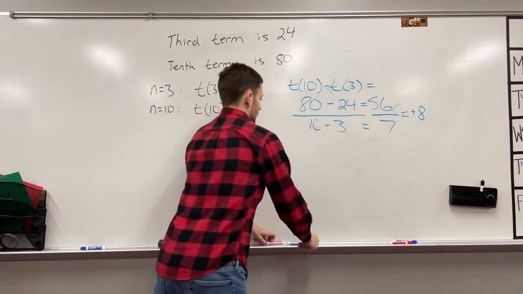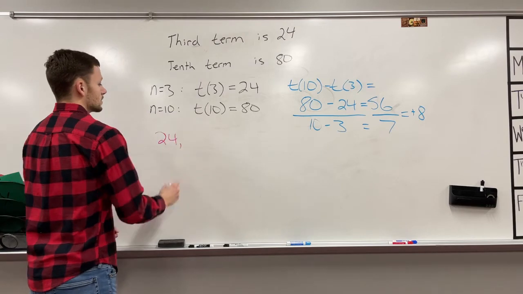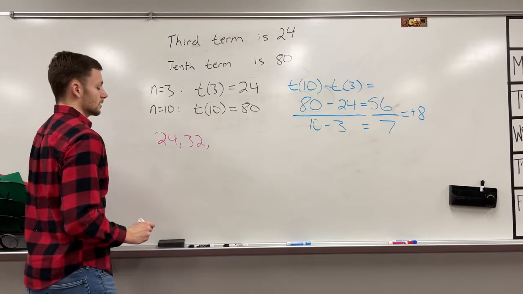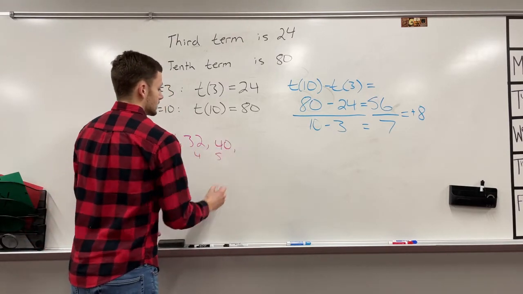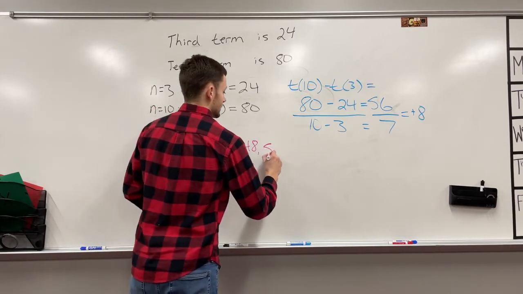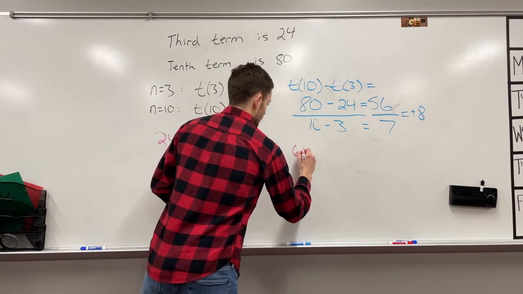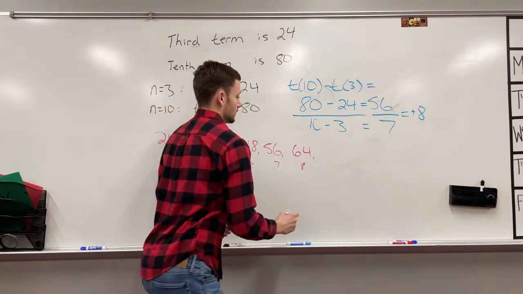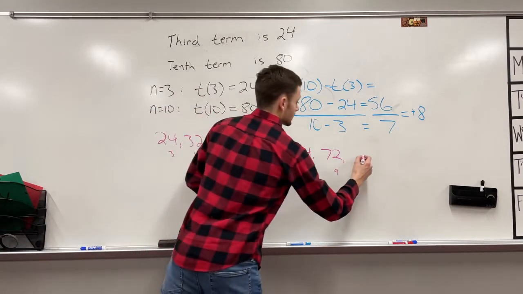And to check it, we're going to write out our sequence. So I know that my third term is 24. So then my fourth term is going to be 32. My fifth term is going to be 40. My sixth term is going to be 48. My seventh term is going to be 56. My eighth term is going to be 64. My ninth term is going to be 72. And then my 10th term is going to be 80.